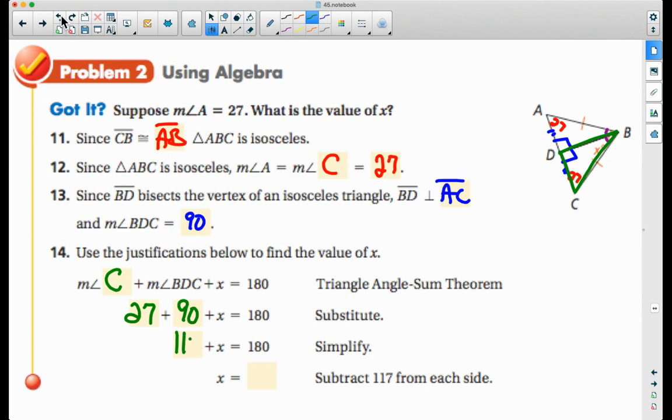That's going to give me 117 plus x equals 180. Subtract 117 from the other side, and I get 63. So x is going to be equal to 63. Okay?